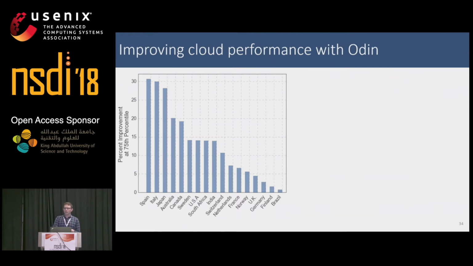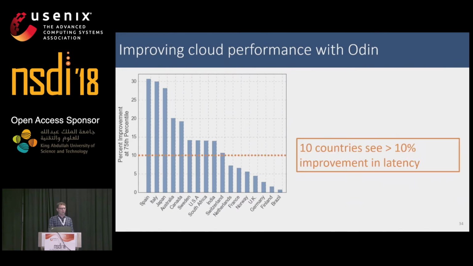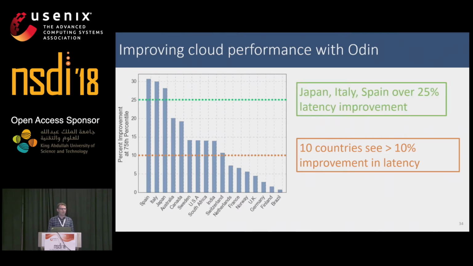This figure shows the percent of latency improvement from using our Odin-based mapping technique. On the y-axis, we have the percent improvement at the 75th percentile, and on the x-axis are Microsoft high traffic volume countries. We see that 10 countries see 10% or more improvement in latency. And 3 of these, Japan, Italy, and Spain, see over 25% latency improvement. So our Odin-based mapping technique substantially improved performance for Azure Cloud customers.